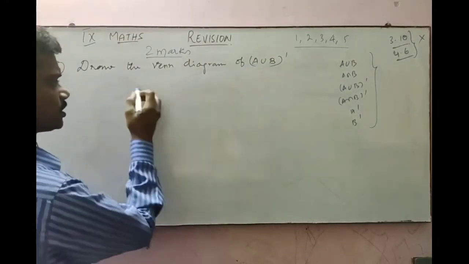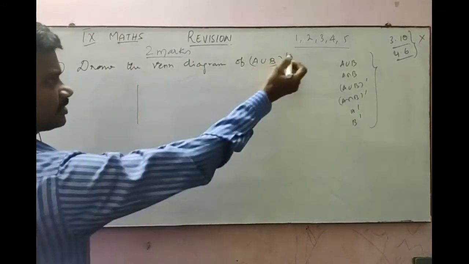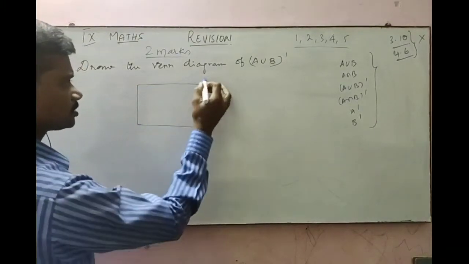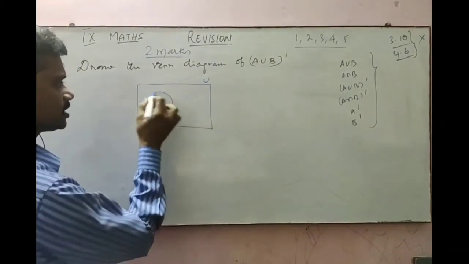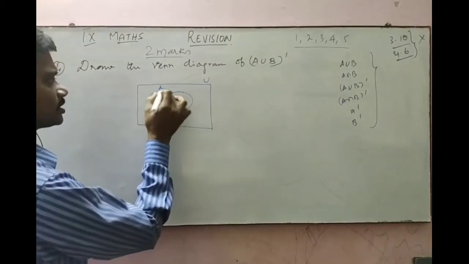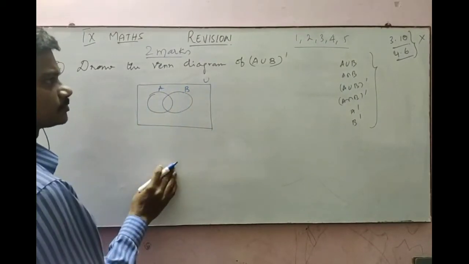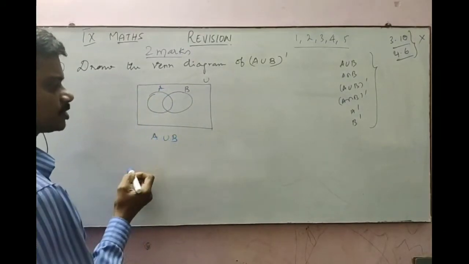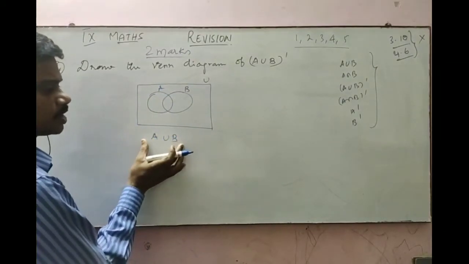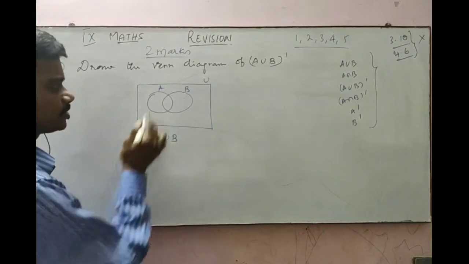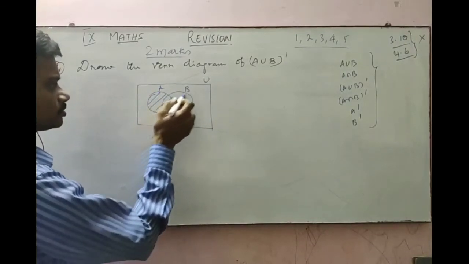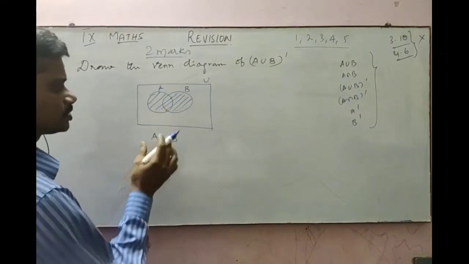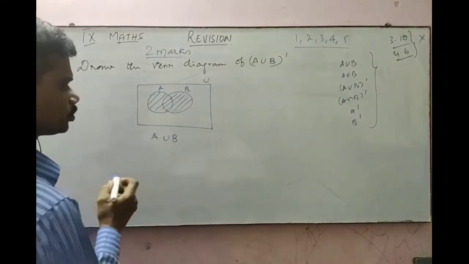So here we have two sets, and then we have the dash. You have to use the rectangular box. This is a universal set. Inside that you have to draw the sets A and B. First you have to find A union B. So what is meant by A union B? You have to include all the elements from the sets A and B. So I am going to shade the part which is related to A and B. So this is the Venn diagram for A union B.